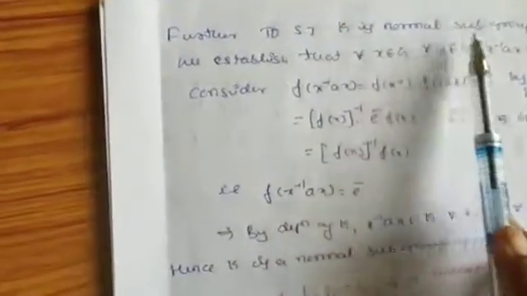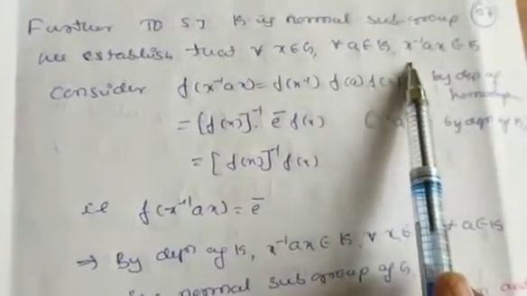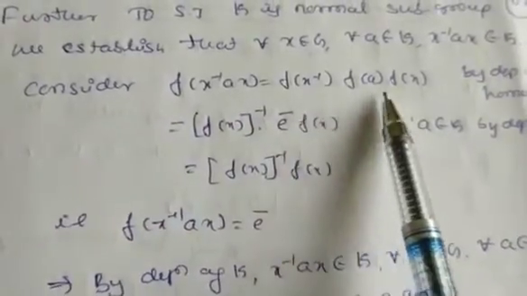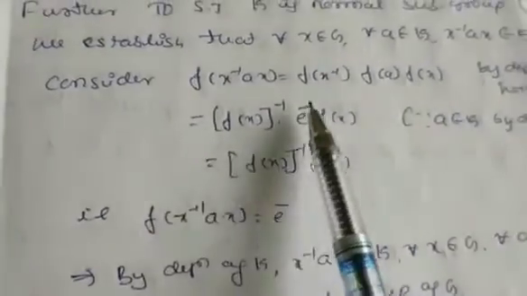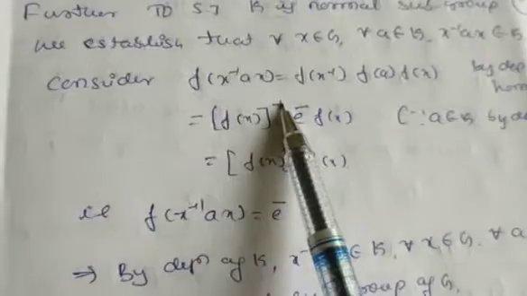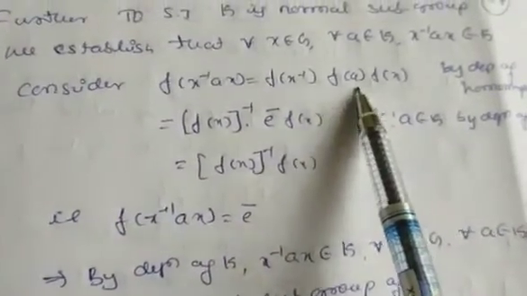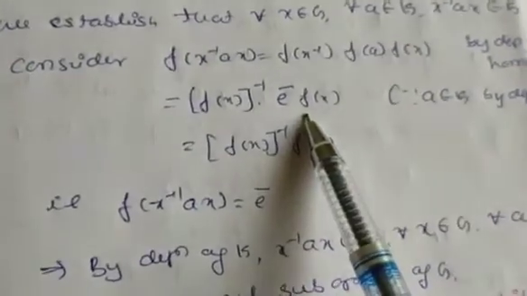Further, to show that K is a normal subgroup, we have to establish that for all x belonging to G and for all a belonging to K, x inverse a x also belongs to K. Consider f of x inverse a x, which is equal to f of x inverse into f of a into f of x, again by the definition of homomorphism. Here f of x inverse is equal to f of x whole inverse by theorem 37, f of a is equal to e bar by the definition of kernel, and f of x is as it is.